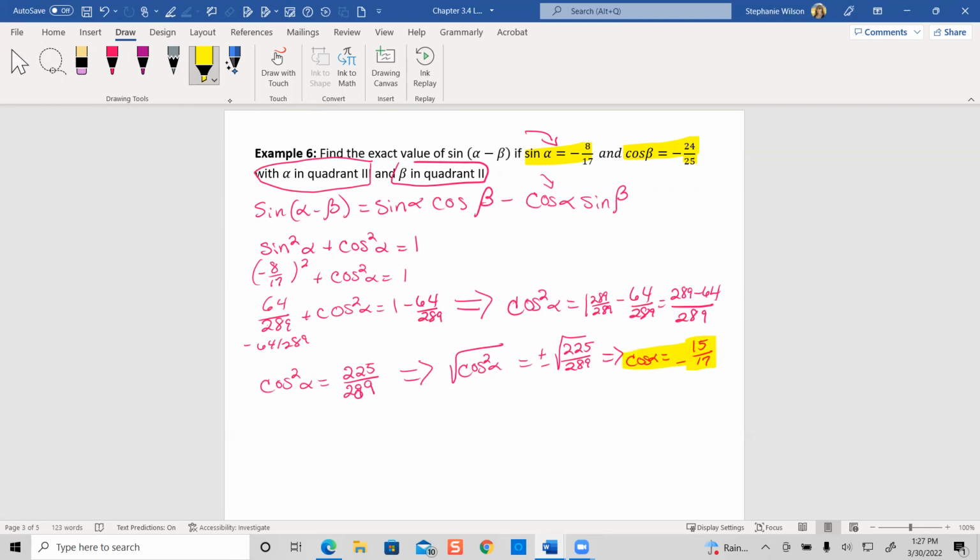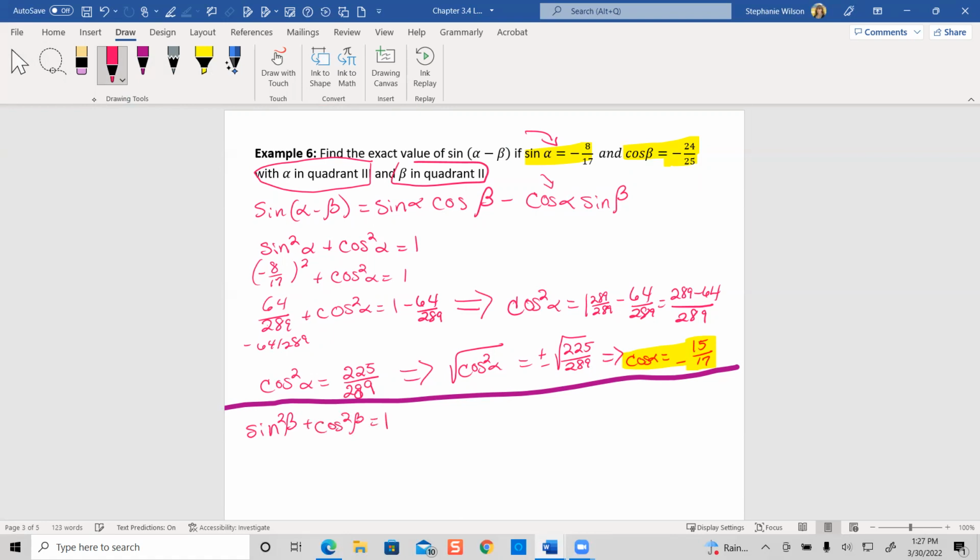Now, let's find the beta. Well, we don't know what sine beta is, so let's go find it. So we're going to do the same thing. Let me draw a line under here, kind of make it easier to follow. All right, so now I'm looking for sine beta. So we're going to use the identity again. Sine squared beta plus cosine squared beta is equal to 1. And I know what the cosine beta is. So I got sine squared beta plus negative 24/25 is equal to 1.